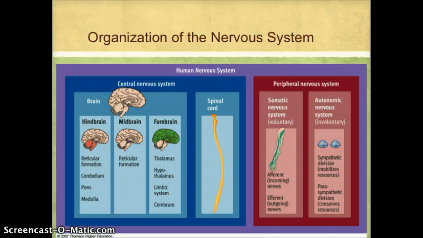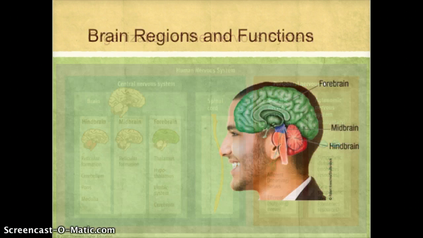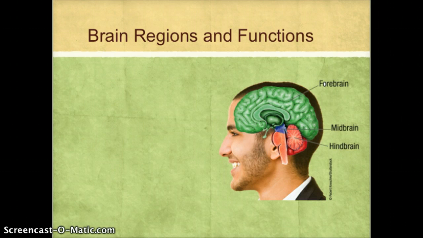As we discussed previously, the nervous system is divided into the central nervous system and the peripheral nervous system. Within the central nervous system is the brain and the spinal cord. The brain can be further divided into three large areas called the hindbrain, the midbrain, and the forebrain. We're going to start with the hindbrain. It's designated by the red portions in the picture.